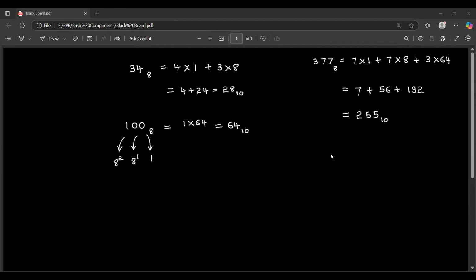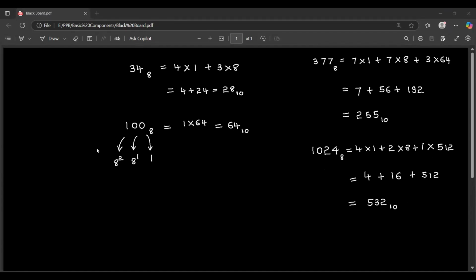Now let's try another question. What about 1024 to the base 8? Here we have 4 into 1. Then we have 2 into 8. Then we have 0 into 64, which doesn't matter. And then we have 1 into 8 to the power 3, because you have to multiply this by 8 to the power 3, which is 512. So 4 into 1 will be 4, 2 into 8 will be 16, and 1 into 512 will be 512. So the final answer will be 532 to the base 10.